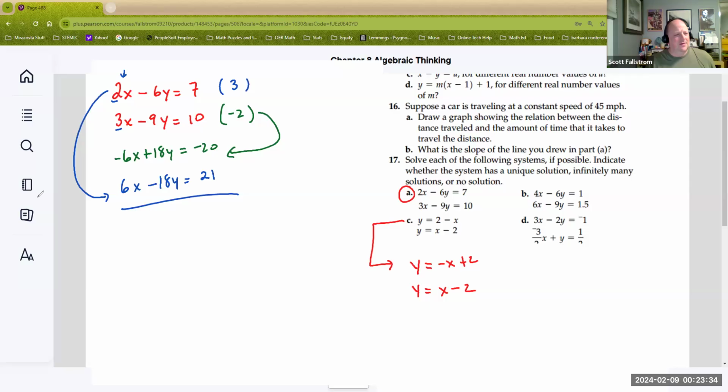And now we will add those together. -6 plus 6 gives you 0. Positive 18y minus 18y is 0. And -20 plus 21 is the number 1.